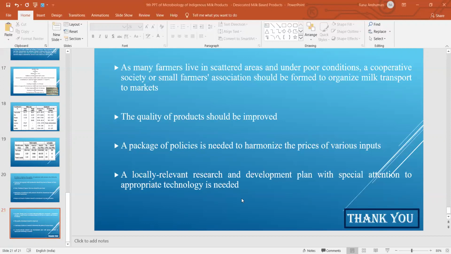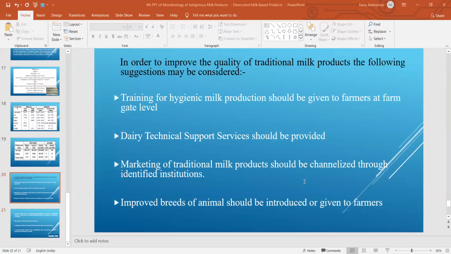So this is all about heated and coagulated indigenous milk products.